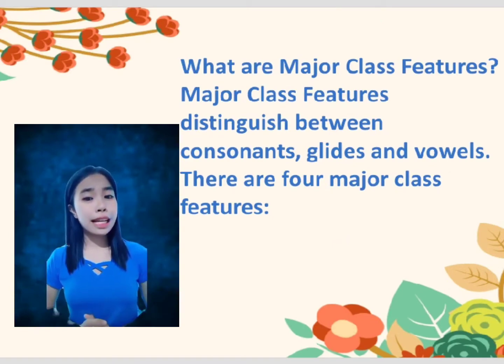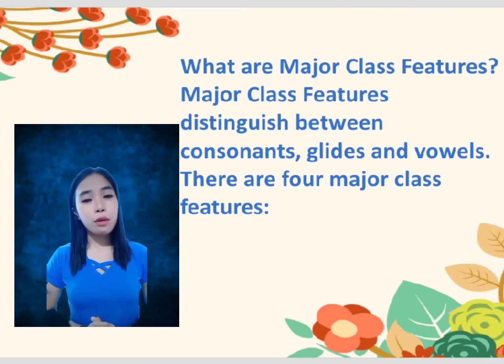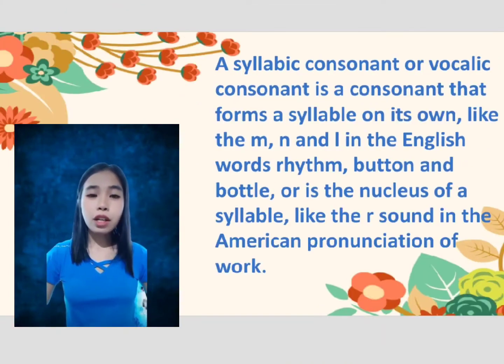What are the major class features? The major class features distinguish between consonants, glides, and vowels. There are four major class features. First is syllabic. A syllabic consonant or vocalic consonant is a consonant that forms a syllable on its own, like the M, N, L in the English words rhythm, button and battle, or is the nucleus of a syllable, like the R sound in the American pronunciation of word.